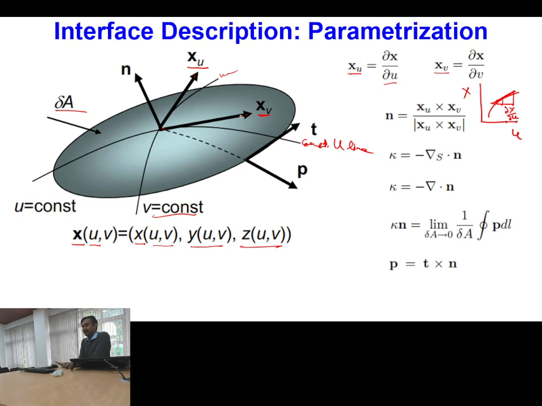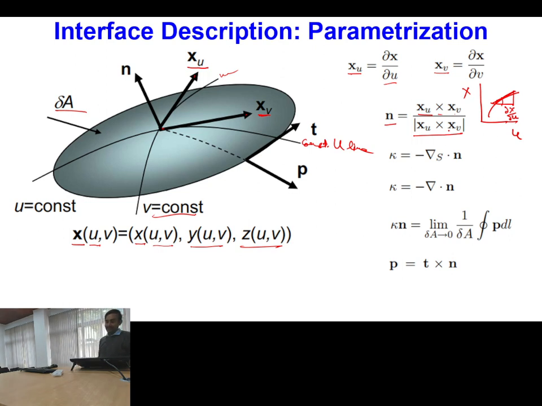So it means that if I take their cross product, I will get some vector which is normal to this plane. Okay, normal to the surface at that point. So that is what I have done. Now I can define my normal vector as nothing but the cross product of xu and xv, divided by their magnitude, because I want to define the unit normal vector. All are clear with this idea?